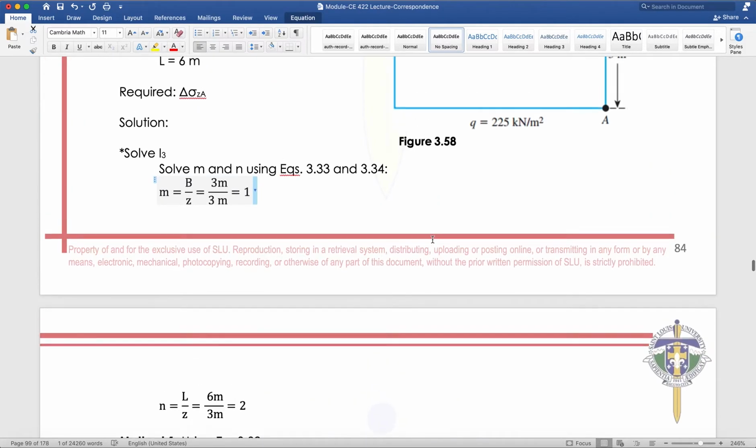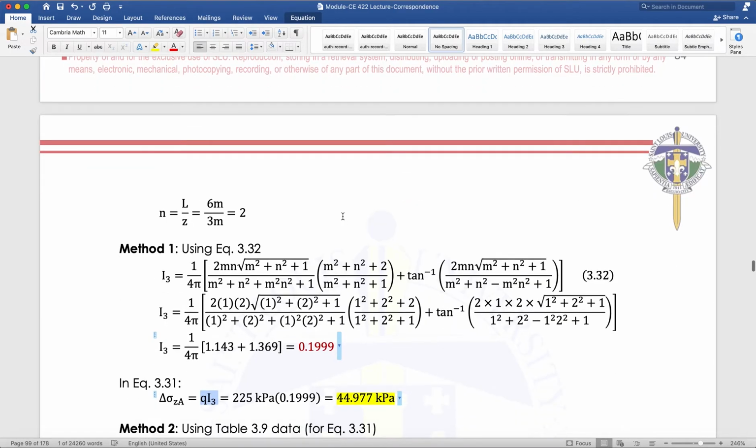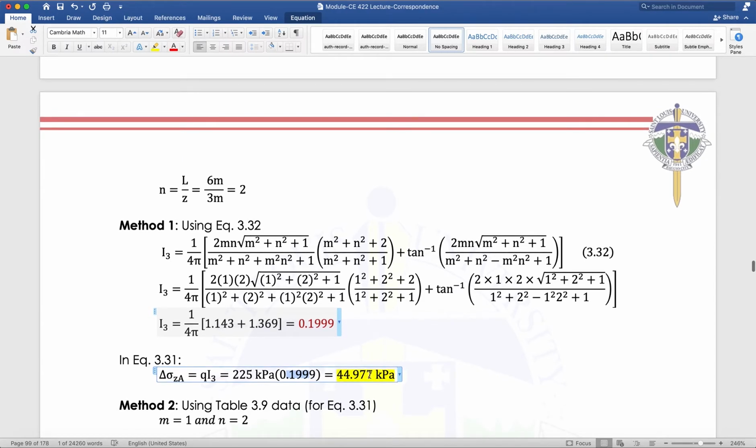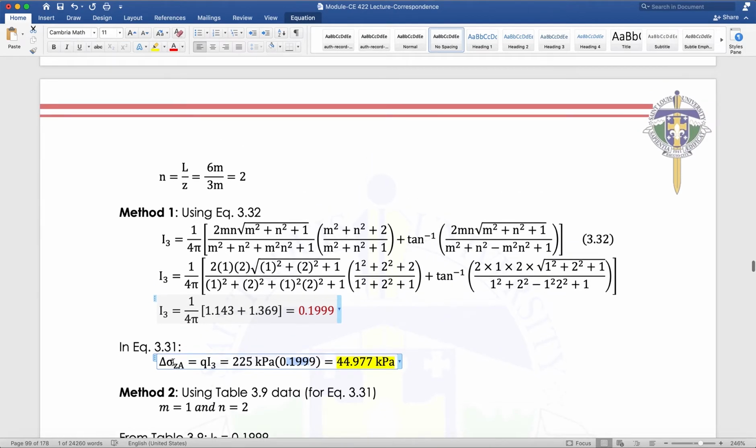Then, our equation for delta sigma z at A is equivalent to Q times I3, where our Q is given as 225 kilopascals. So we have 225 kilopascals times 0.1999 is equivalent to 44.977 kilopascals. Now what if we are going to use our table?